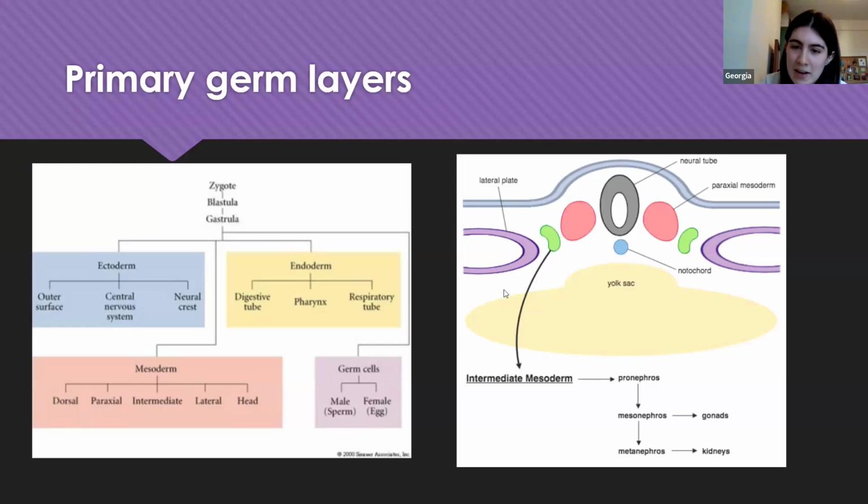And finally, you have this lateral plate mesoderm in purple, and this can be split into splanchnic and somatic. So somatic is important in limb bud and body wall formation, and splanchnic in visceral wall formation and in the gut and the heart.